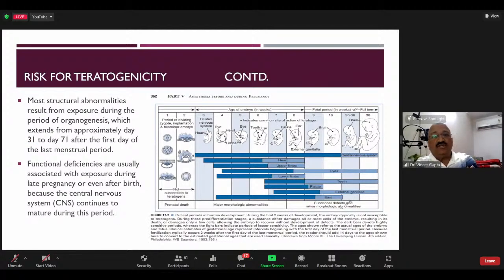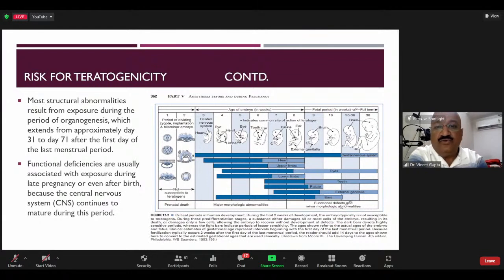Then, risk of teratogenicity. This picture is a very good depiction of teratogenicity. You can see the first 2 weeks are the period of the dividing zygote, implantation, and bilaminar embryo. They are not susceptible to teratogenicity because they will die then and there. Then from the 3rd to 8th week, we can see the central nervous system and heart.